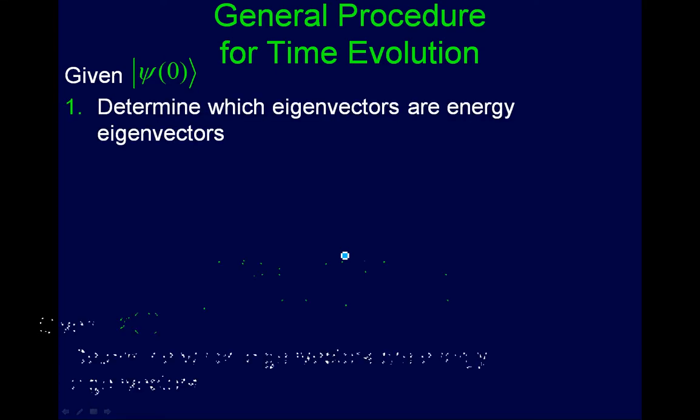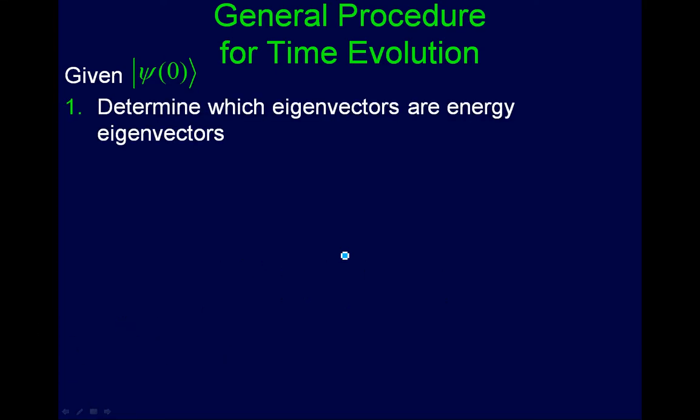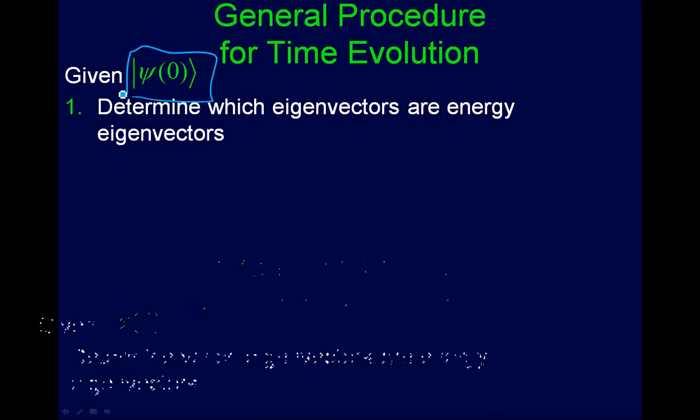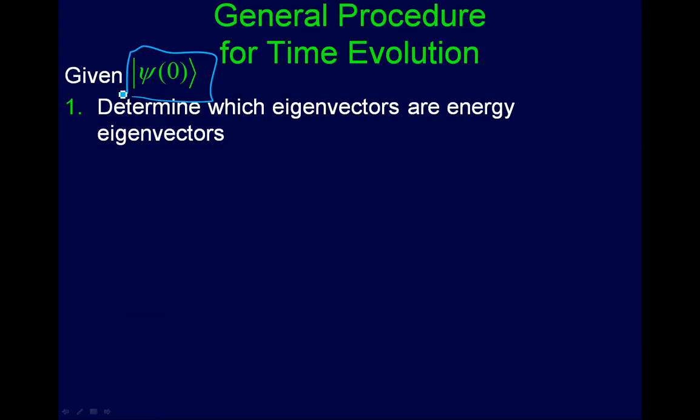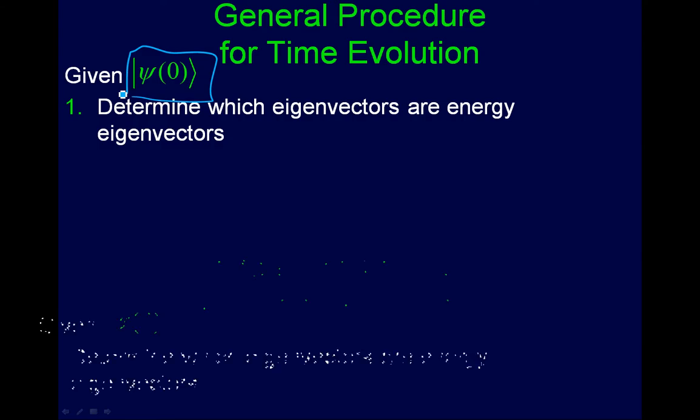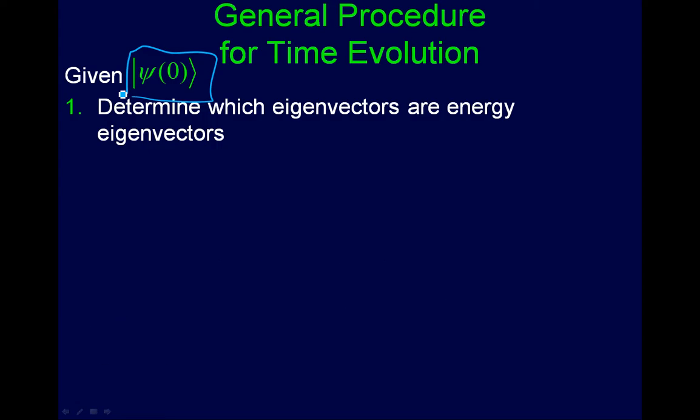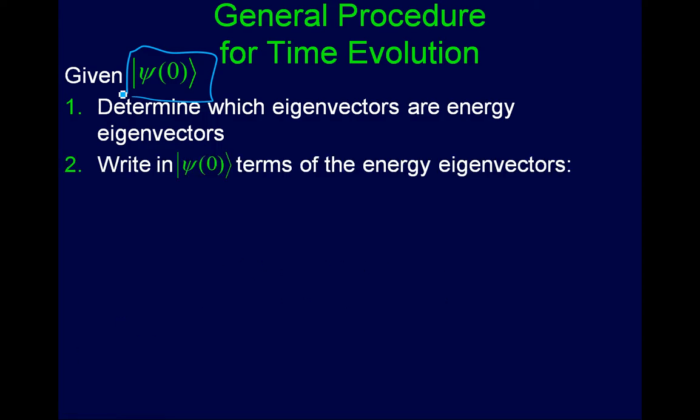Suppose you're given your initial state vector, like this. The first step is to determine which eigenvectors are the energy eigenvectors. We'll talk about how to do this, but generally in the problem you can find information to determine which ones are which. Then the second step is to write your state vector in terms of the energy eigenvectors. We'll also spend a lot of time doing this. The first two steps take a little bit of getting used to. And so we'll end up with something like this.